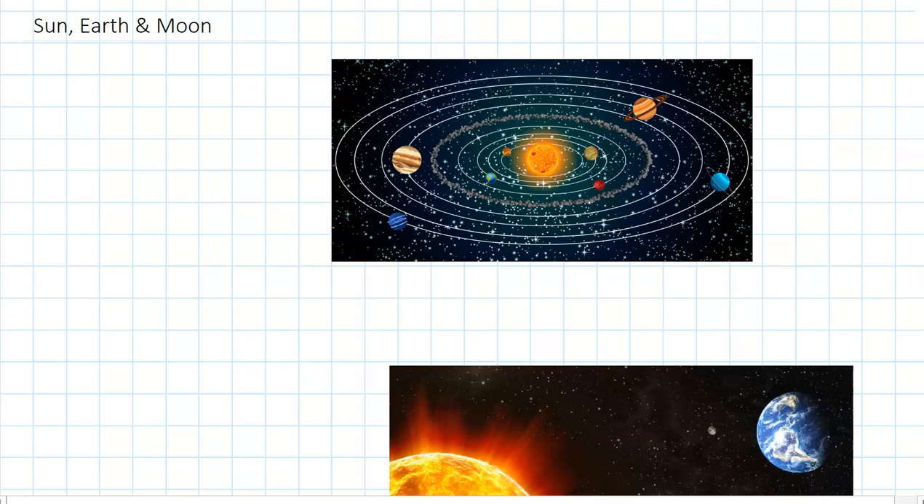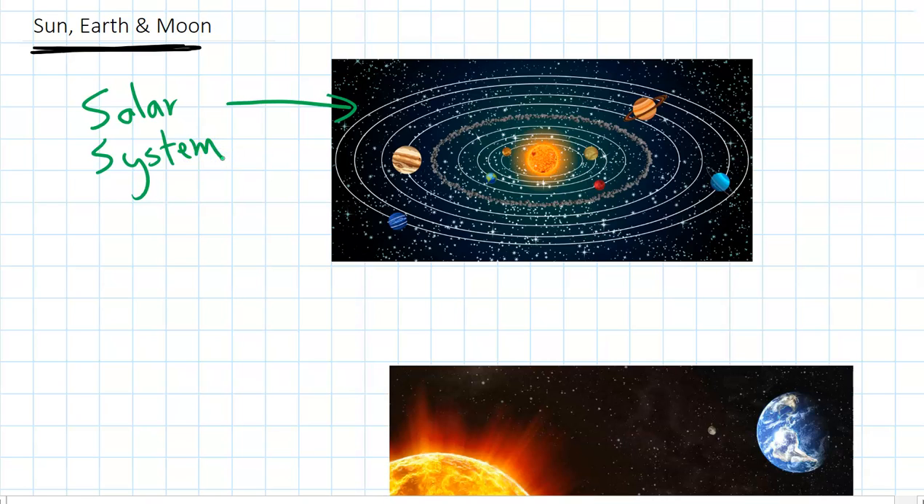Hey everybody. So we're looking at the Sun, the Earth and the Moon in this video. So we're starting by looking here at the solar system. This is the system of planets with the Sun in the middle where Earth is found. And there's trillions and trillions and trillions of different systems in our galaxy. And we're lucky enough to live in the solar system.